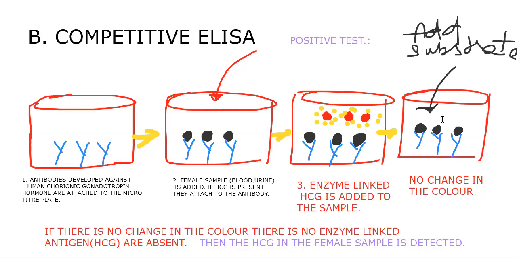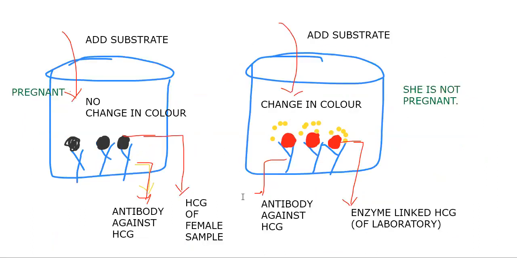So that means there is no enzyme linked laboratory HCG, which means the female HCG is present. So if there is no change in the color, we say the enzyme linked antigen HCG is absent and the female HCG is present. With the presence of human chorionic gonadotropin in the female sample, we can say she is pregnant. We can declare she is pregnant.